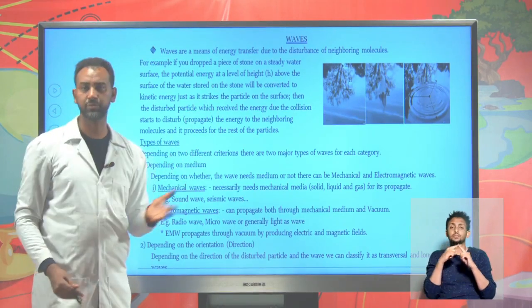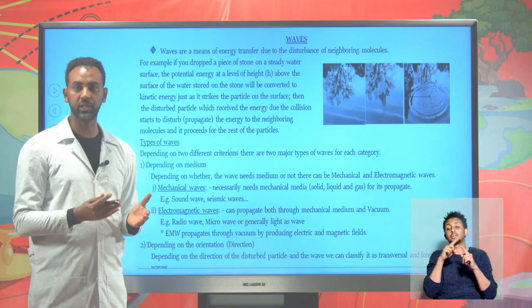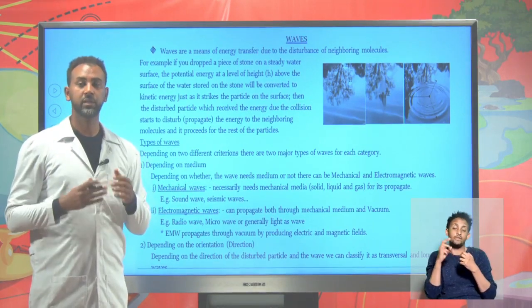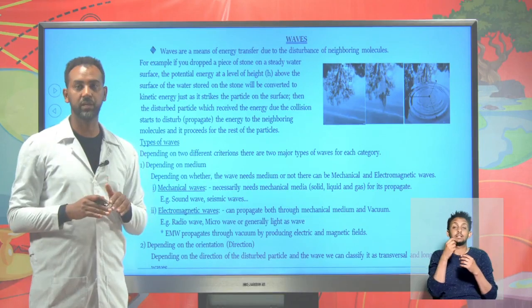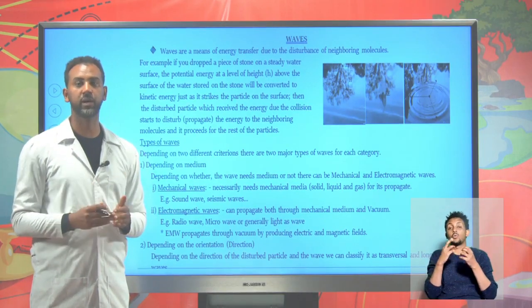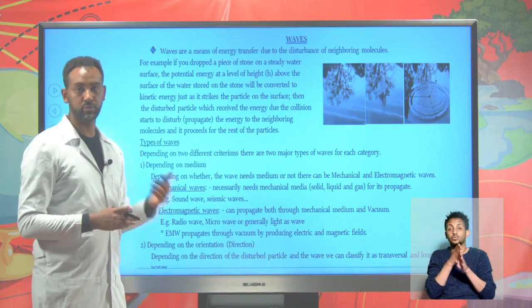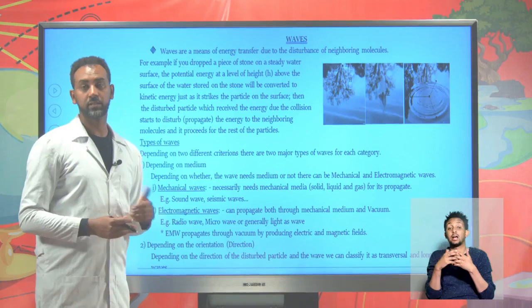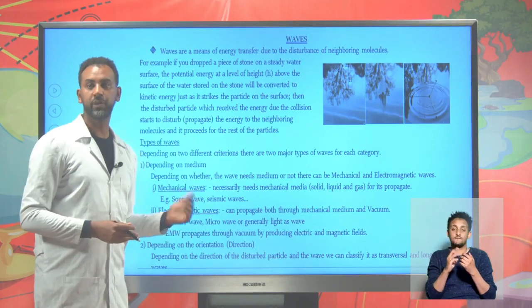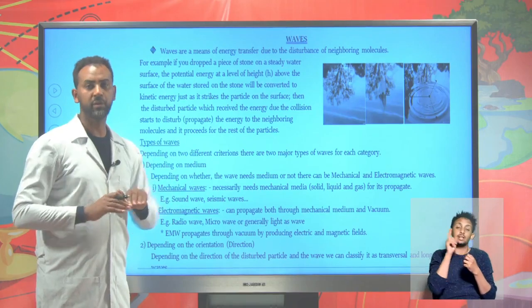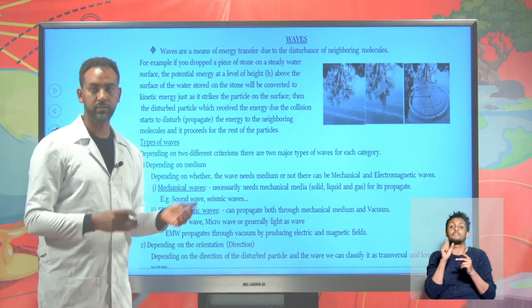There are different types of waves, depending on the medium. We can have mechanical and electromagnetic waves. Mechanical waves necessarily need a mechanical medium for their propagation. Electromagnetic waves can propagate through vacuum as well as through a medium. A good example of mechanical waves is sound waves. Good examples of electromagnetic waves are microwaves, radio waves, and so on. They can propagate through vacuum and through a medium.